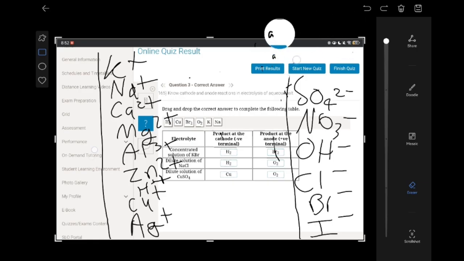Here's where the diluted becomes important. When it's diluted, that means there's a lot of H plus and OH minus. So no matter what it is, the OH minus will always be oxidized if it's diluted. I'll give you an example. Here are Cl and O2 is the correct answer. So let's go back. Cation, I'll just write.